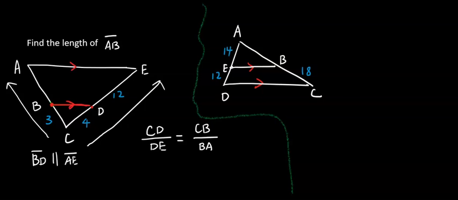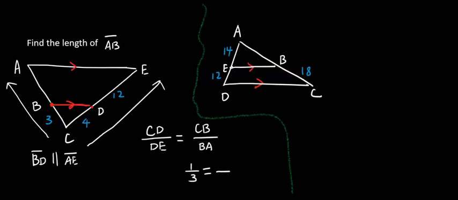Okay? Alright, so next step, we're going to substitute. CD is 4. DE is 12. 4 to 12, that is 1 over 3. We can just go ahead and simplify it because it will make the later steps easier. You don't have to, it's just your personal preference. You can simplify now, you can simplify later.